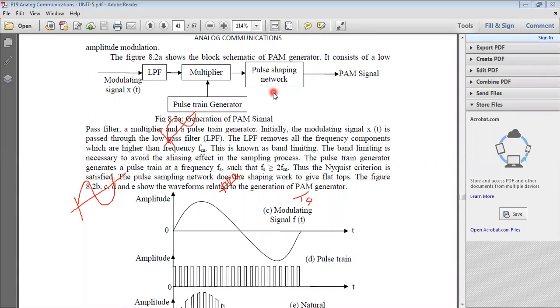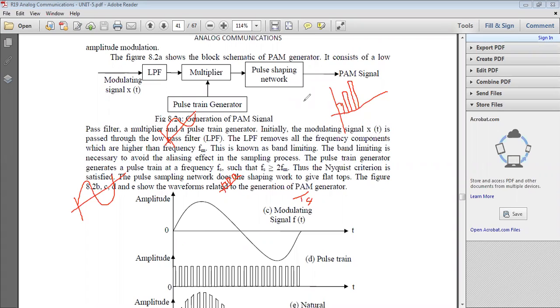Now, to shape each pulse, we use a pulse shaping network. The output of the pulse shaping network is flat top shaping, that is, each pulse has a flat top, like this. For that purpose, internally we have pulse shaping networks. So this is the procedure to get PAM.